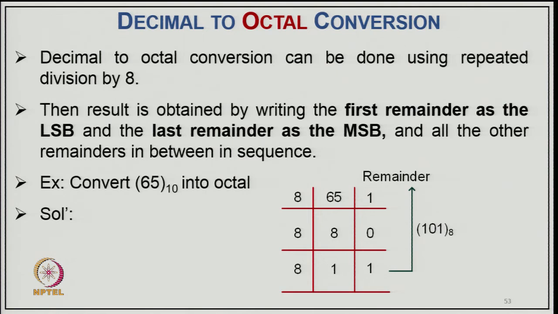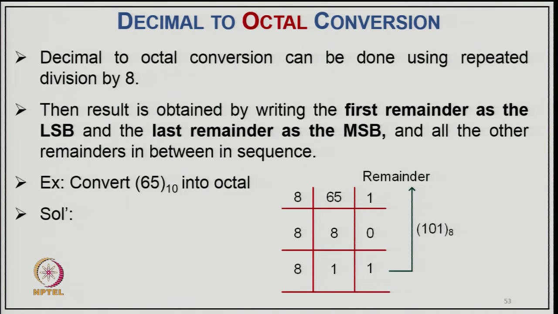So, now coming to decimal to octal conversion, we follow the second method that we discussed in binary, which is a more simplified or logical manner. Decimal to octal conversion can be done by using repeated division by 8, and then the result is obtained by writing the first remainder as the least significant digit and the last remainder as the most significant digit, and all other remainders in between in sequence.